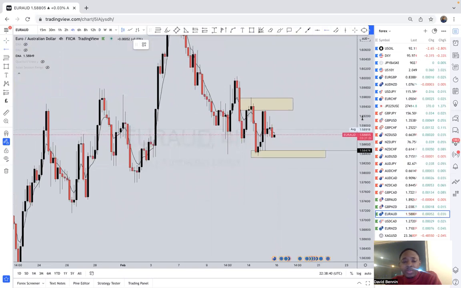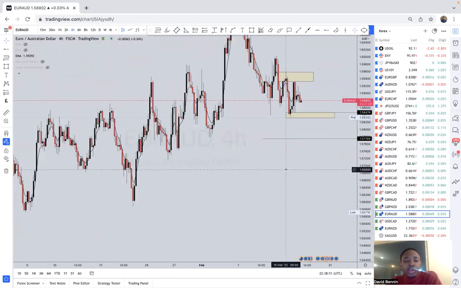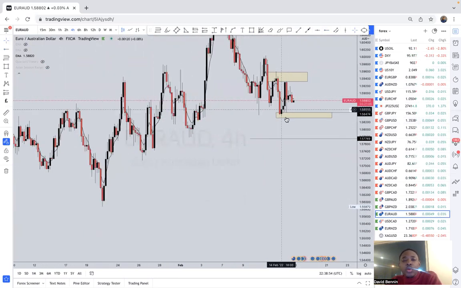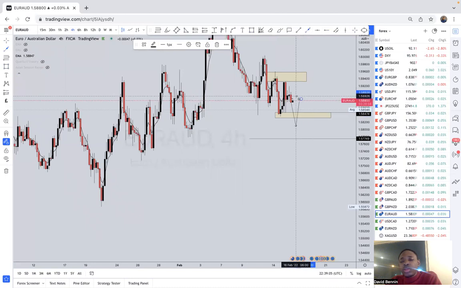On the 4-hour time frame, what are we looking at here? If we want to be really conservative, what are we going to look for? If we want to be conservative and not take on too much risk, what we would like to see is this price breaks this level and push back up. And then inside the zone, we'll be looking for a selling opportunity from here all the way to this level here. So this is what I'm seeing on the EURAUD.